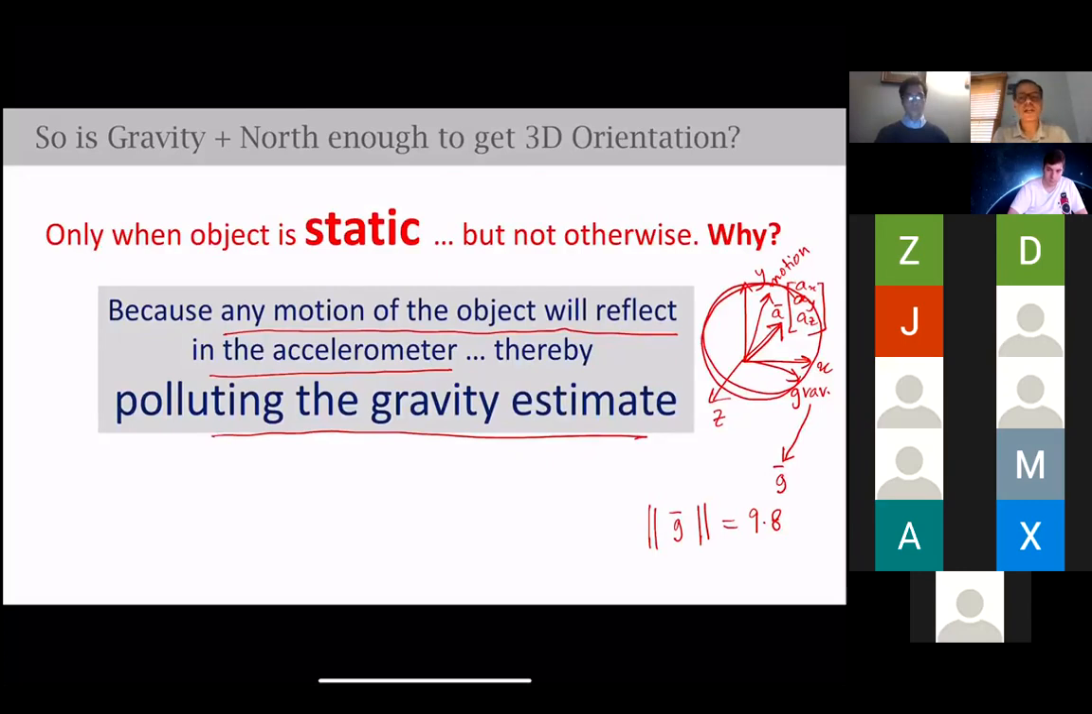Okay. So here is my question. How do you know that the object is static? There's no good solid answer. There's a heuristic answer. Can you give me a heuristic answer? Roughly, how can you figure out that the object is static? It's not a great algorithm, but it's a heuristic algorithm.